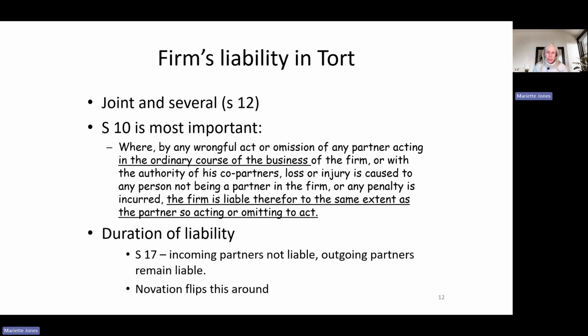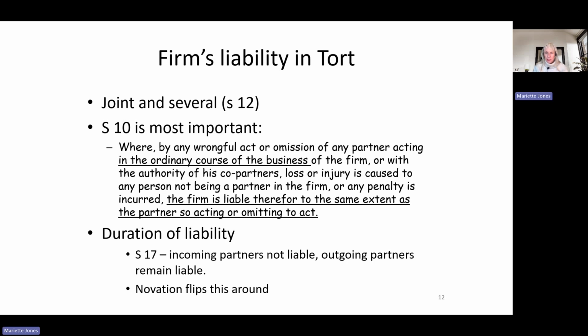Section 10 is the really important section. It says that if a partner does something wrong in the ordinary course of the firm's business or with the authority of the other partners, then the whole firm is liable, just as if every partner had done it themselves. So even if only one partner is directly involved, everyone shares responsibility when the act is connected to the partnership's normal business activities.